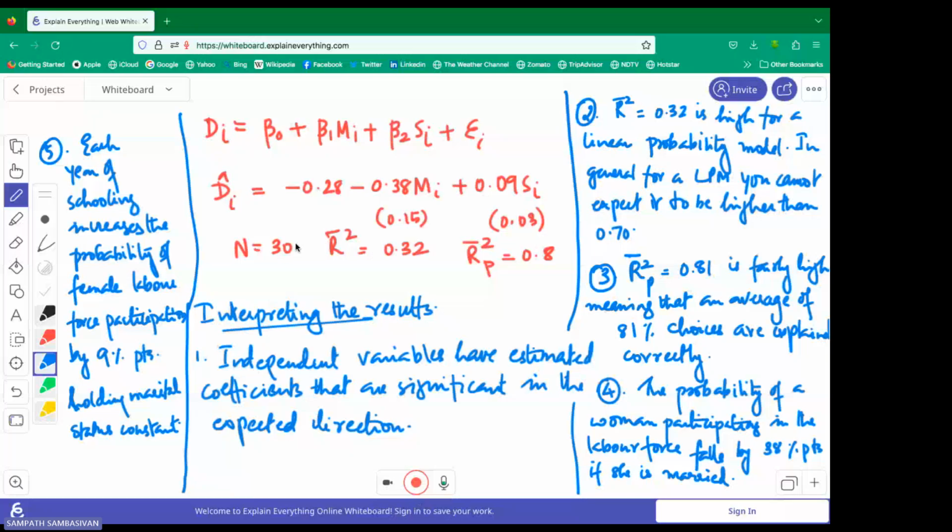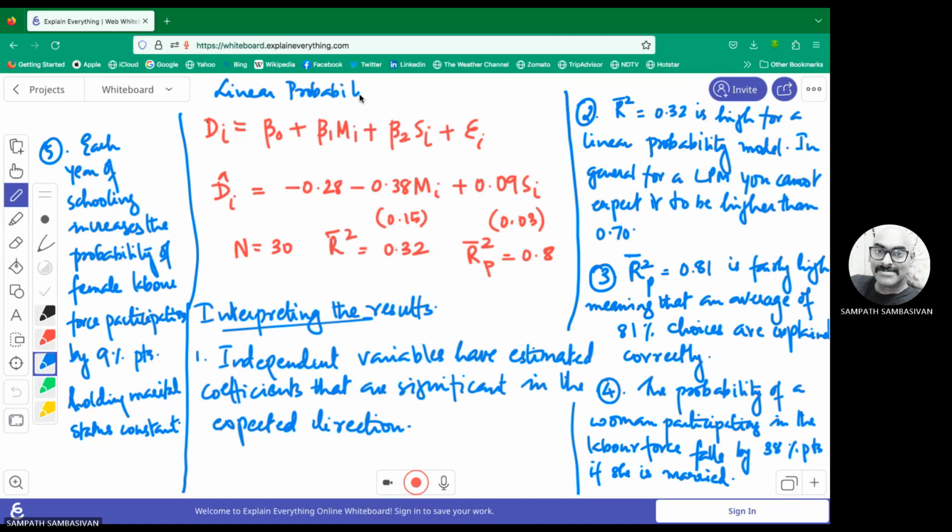Hello, everyone. We have seen the linear probability model in our earlier discussions. In today's lecture, what we are going to do is to understand how to interpret a linear probability model, right? This is a linear probability model. We are going to see the interpretation of a linear probability model. This kind of interpretation questions you can expect for your examination also from this part.